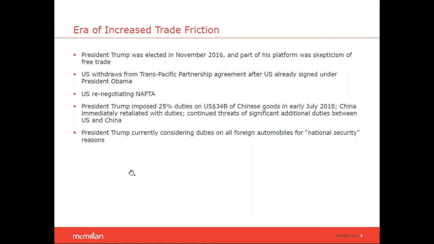So that is a very significant trade spat between China and the U.S., the world's two biggest economies. They have significant trade, and it just goes to show that President Trump is not shy about disrupting existing trade agreements. The last bullet here is something that's in progress. President Trump is considering imposing duties on all foreign automobiles for national security reasons. And that's a huge deal for Canada and the U.S., given how integrated that whole North American automotive supply chain is. If we could skip to the next slide, please.